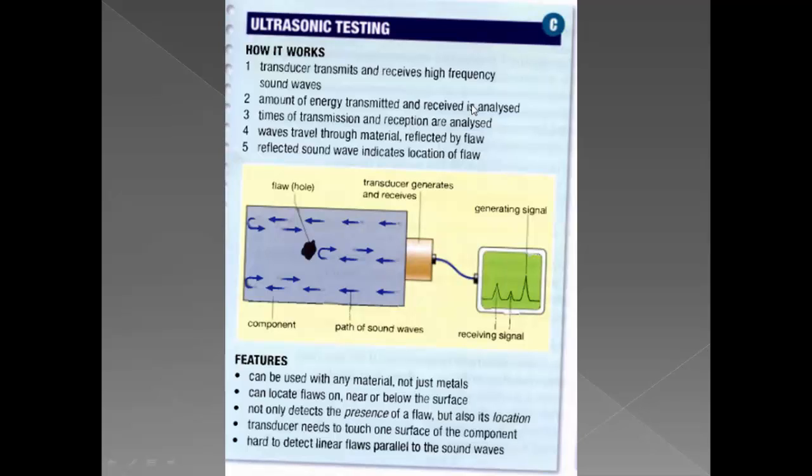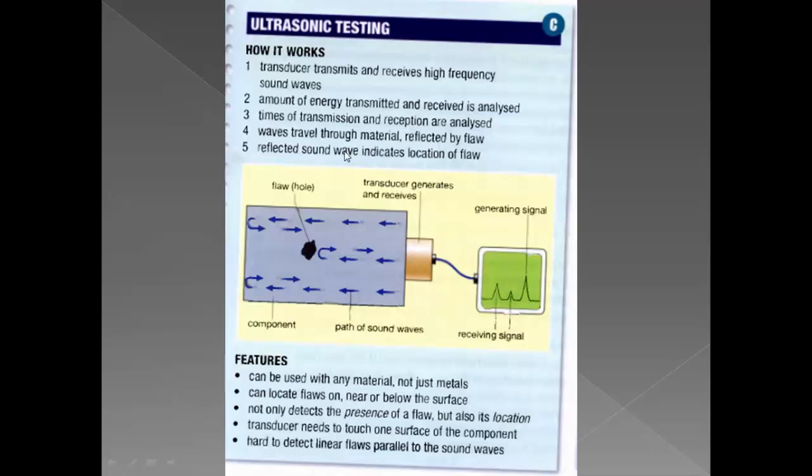The third type of testing method is the ultrasonic testing method. How does it work? The transducer transmits and receives high frequency sound waves. Sonic means sound testing method, so sound is sent here. Then the amount of energy transmitted and received is analyzed. By analyzing the sent and received signal, a right or wrong analysis will be done here.